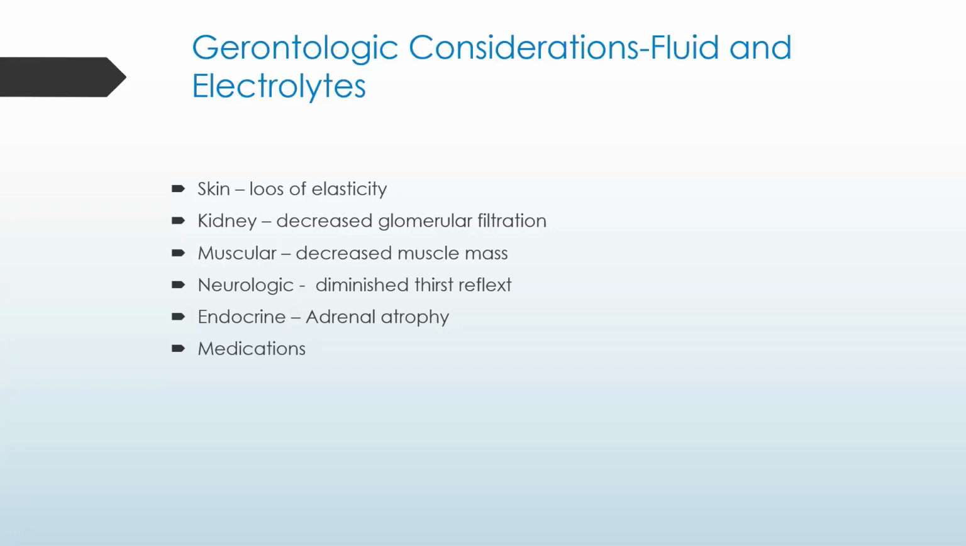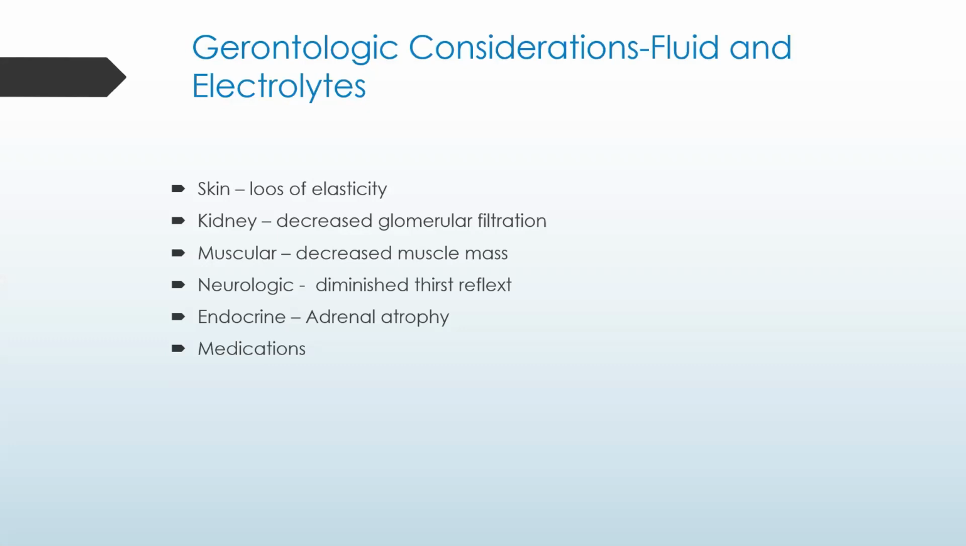Neurological changes can result in a diminished thirst reflex. The older adult takes in less fluid, increasing the risk of dehydration. Mental status changes, such as confusion and disorientation, or changes in ambulation status, may lead to a decreased ability to obtain fluids. The endocrine system results in adrenal atrophy. The poor regulation of sodium and potassium increases the risk for hyponatremia and hyperkalemia.